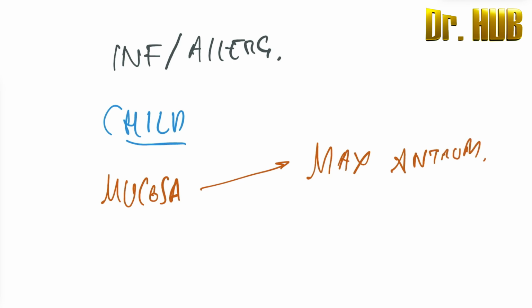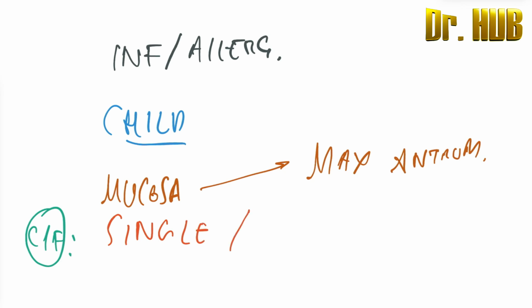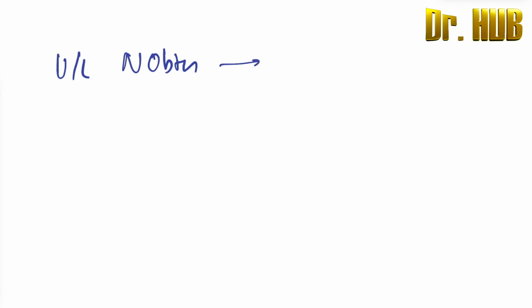Now, what are the clinical features? The clinical features: it is usually single and unilateral. Then, unilateral nasal obstruction is seen. The unilateral nasal obstruction becomes bilateral when it grows posteriorly, and it obstructs the opposite choana.